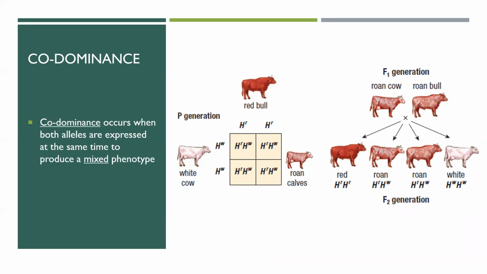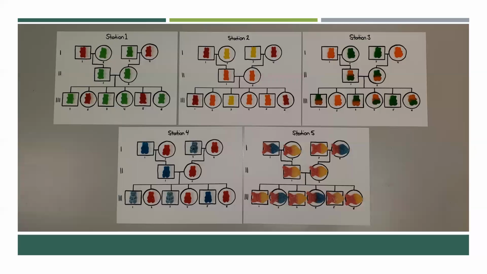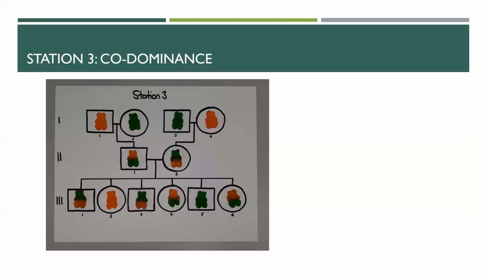Codominance occurs when both alleles are expressed at the same time to produce a mixed phenotype. Which station do you think represented codominance? Station 3 showed codominance. The allele for orange is codominant with the allele for green, resulting in a mixed green and orange phenotype. The second generation gummy bears are heterozygous with both the green and orange alleles.